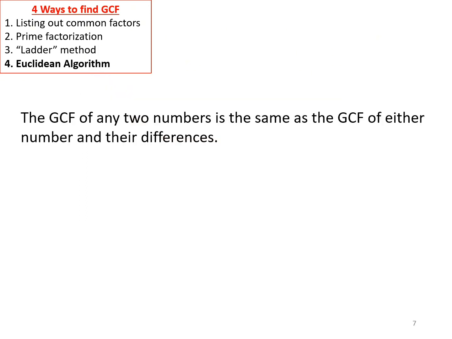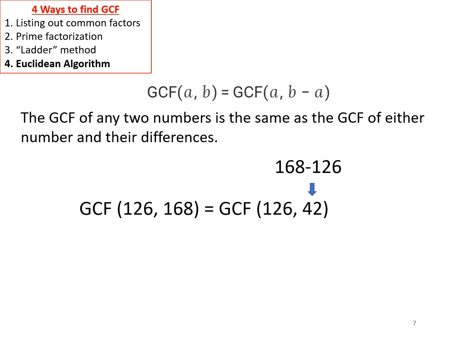Next method is the Euclidean algorithm. So this method seems weird because it has a pretty weird name, but it's pretty simple if you remember it. One rule for this is that the greatest common factor of any two numbers is the same as the greatest common factor of either number and their difference. Or, the greatest common factor of two numbers a and b is the greatest common factor of a and b minus a. Let's see. The greatest common factor of 126 and 168.